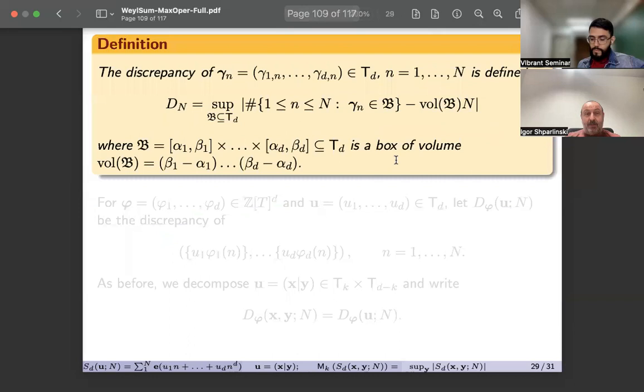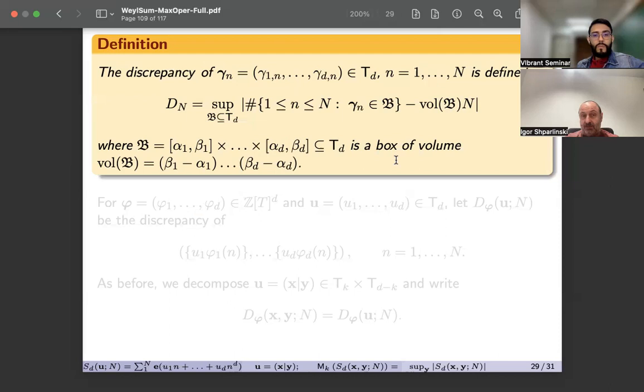Now, if you remember why Weyl sums were introduced, you probably immediately ask yourself, what about the discrepancy? What about the uniformity of distribution? Weyl sums are very nice, but we don't need them as such. We want to say something meaningful about, say, fractional parts of polynomials. And here you can also consider analogs of what we have done for the discrepancy.